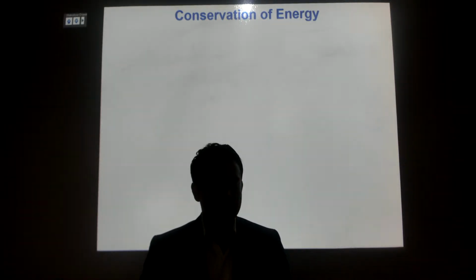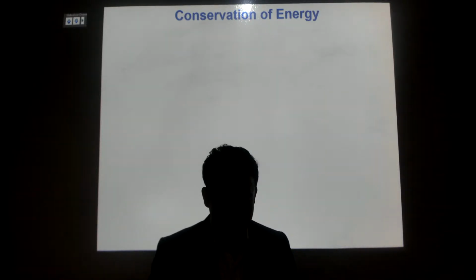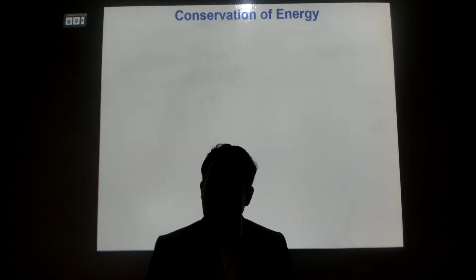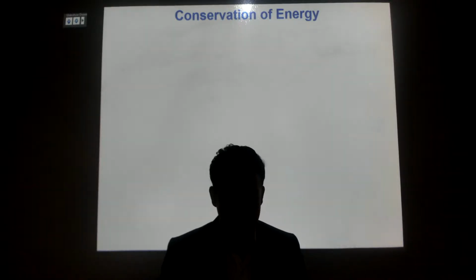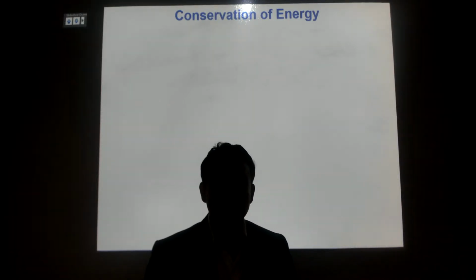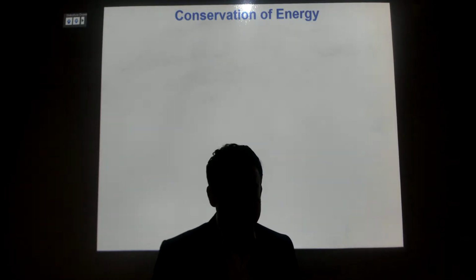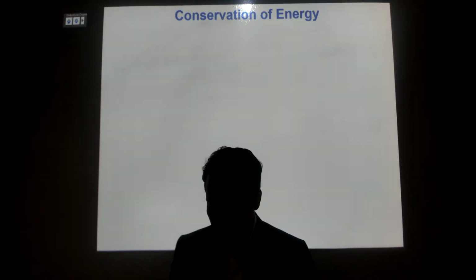The energy of an object is the ability to do work. The energy can be in various forms. It can be in the form of kinetic energy, potential energy, chemical energy, or nuclear energy. There are numerous forms of energy: heat energy, light energy, it can be any form.